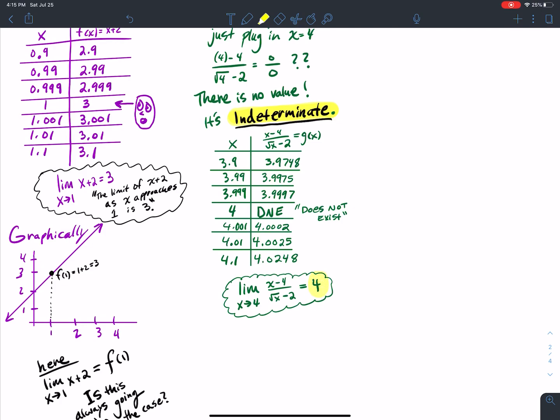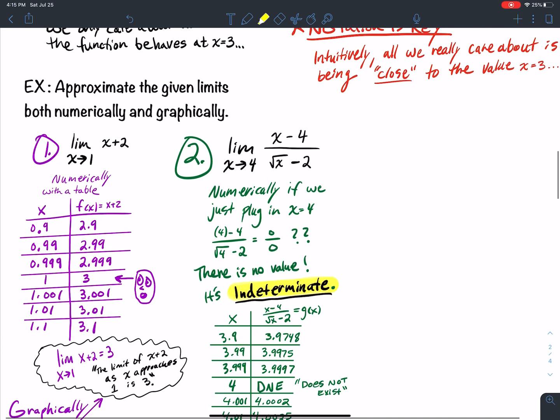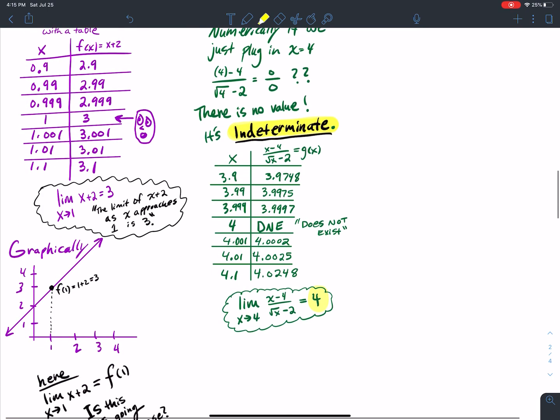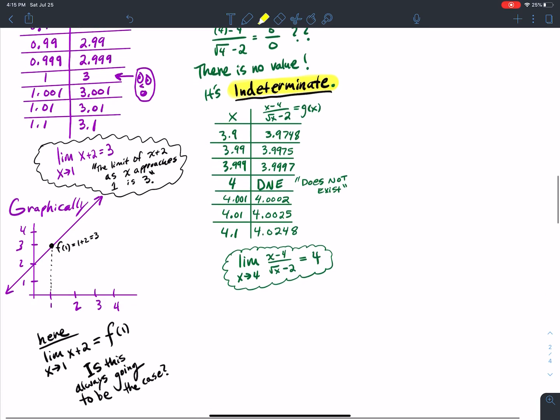So right now, we're just approximating. We're kind of doing hand waving through tables. We're going to talk about these limit properties in a little bit in another video, okay? But using your table, you can say, based off of this information here, going this way and going this way, we're approaching this number 4, okay? It just blows up whenever we get to the 4 itself.